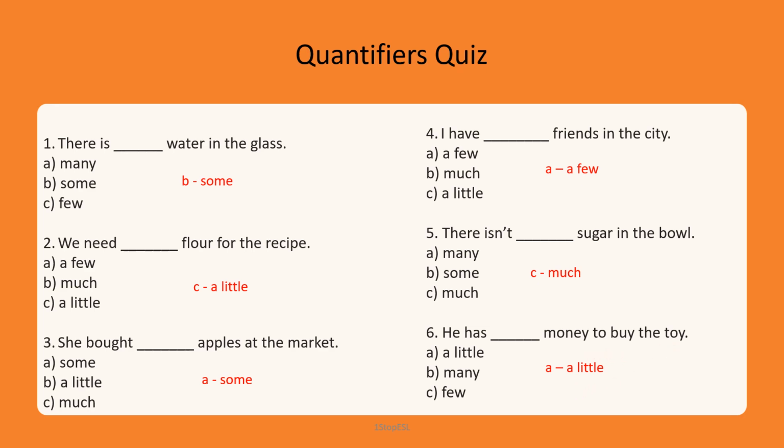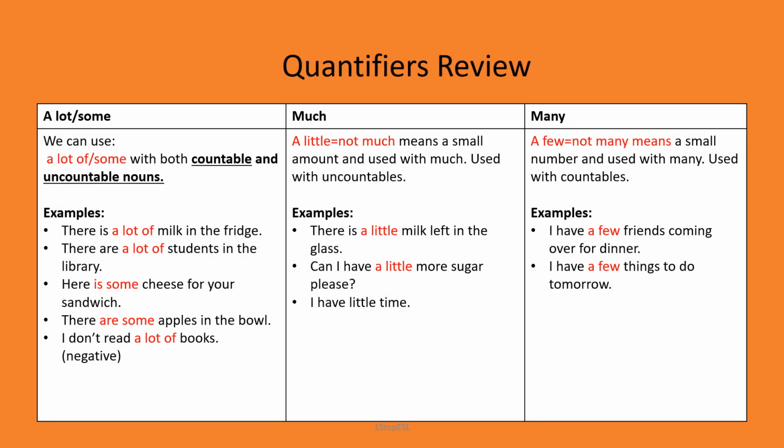Good job. Okay, time for a review. Now remember, a lot of or lots of and some we can use with both countable and uncountable nouns. For example, there is a lot of milk in the fridge. There are a lot of students in the library. Here is some cheese for your sandwich. There are some apples in the bowl. I don't read a lot of books.